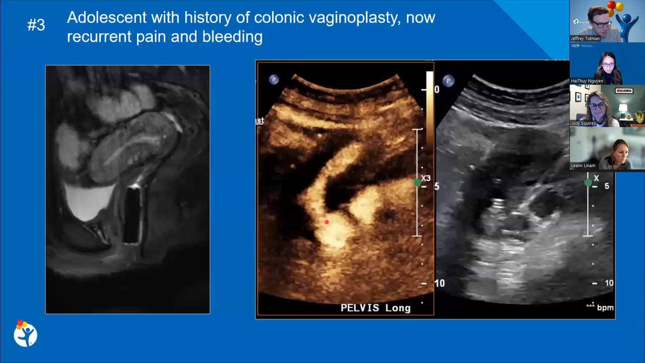And then another contrast ultrasound. This was an older patient. This patient had a history of distal vaginal agenesis and then had a colonic vaginoplasty, and then came in much later in life. Now it's recurrent pain and bleeding.